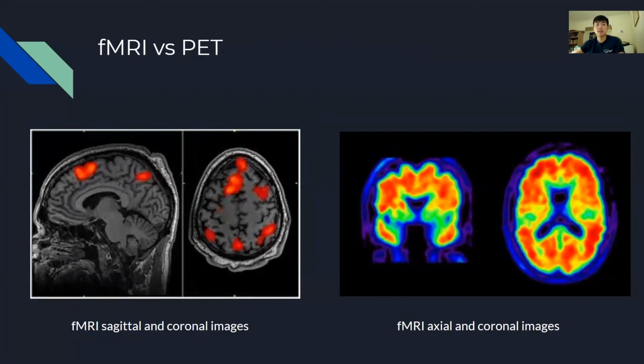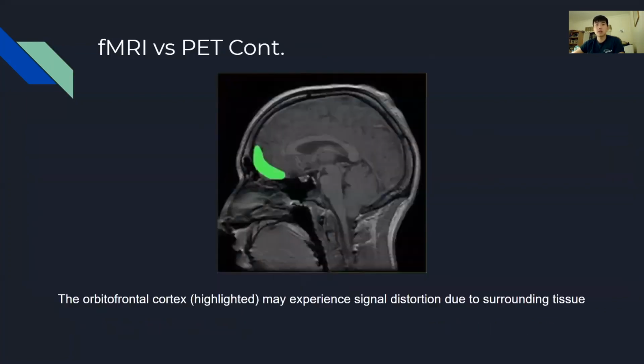PET scans do not have as good resolution as fMRIs, as you can observe in the images on the slide. fMRIs, however, may have trouble imaging certain areas of the brain because those areas are surrounded by tissue that has different magnetic properties than the brain tissue. There are additional differences that can continue to be discussed, but in general, it is ultimately up to the researcher to decide what imaging technology is best suited for their study.